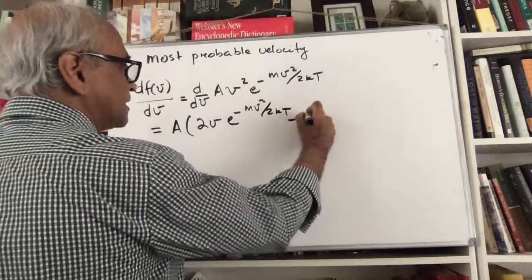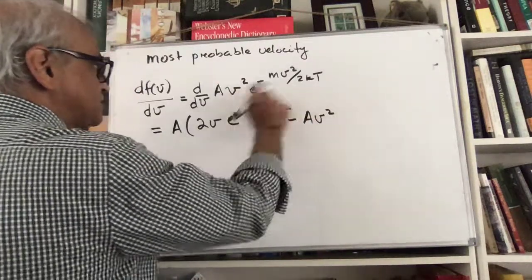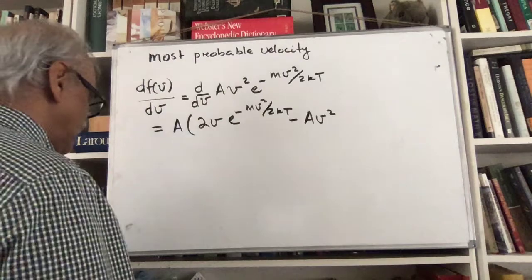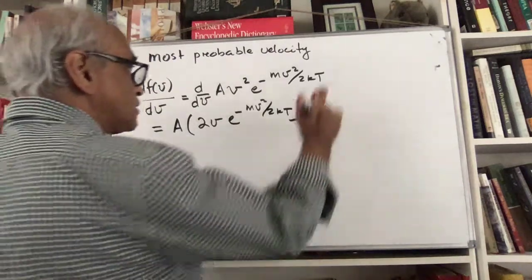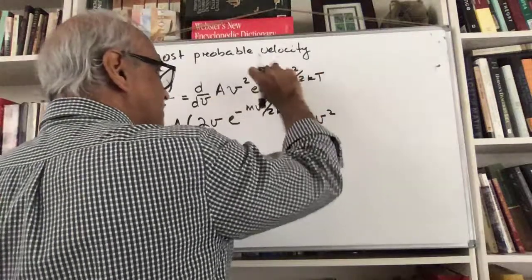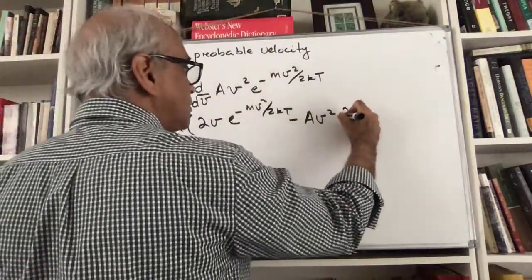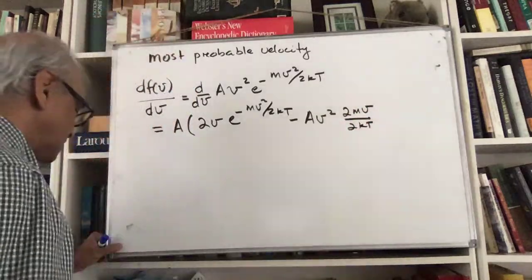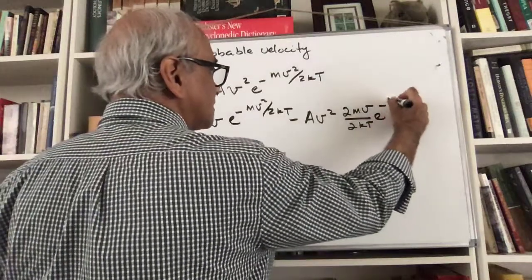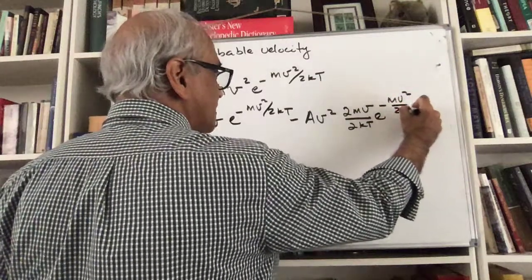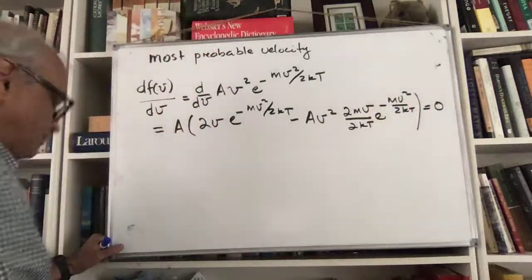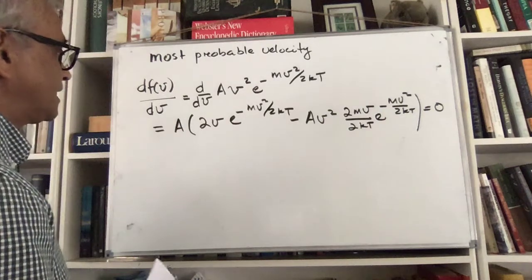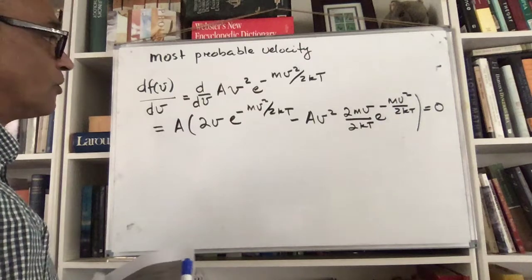Okay, and then keep this untouched, V square, and differentiate this guy. And what you have is that something will come in front, right? So what you got? You got mV squared coming in, but you differentiate mV squared, it will be 2mV over 2kT, right? And then the exponential stays as it is. And I set it equal to 0, A goes away, okay?